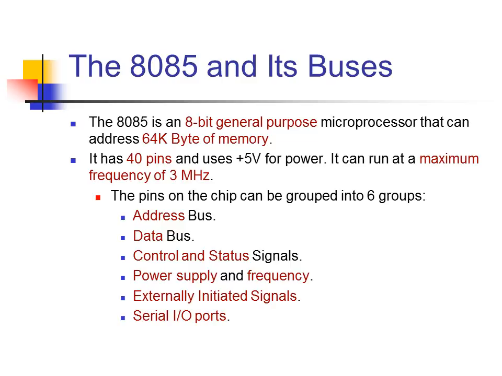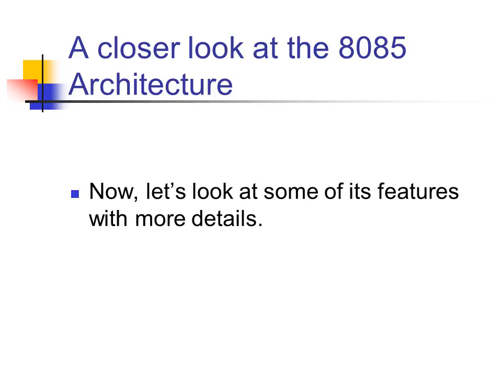Those are address bus signals, data bus signals, control and status signals, power supply and frequency signals, externally initiated signals, and serial I/O ports. And now a closer look at the 8085 architecture.